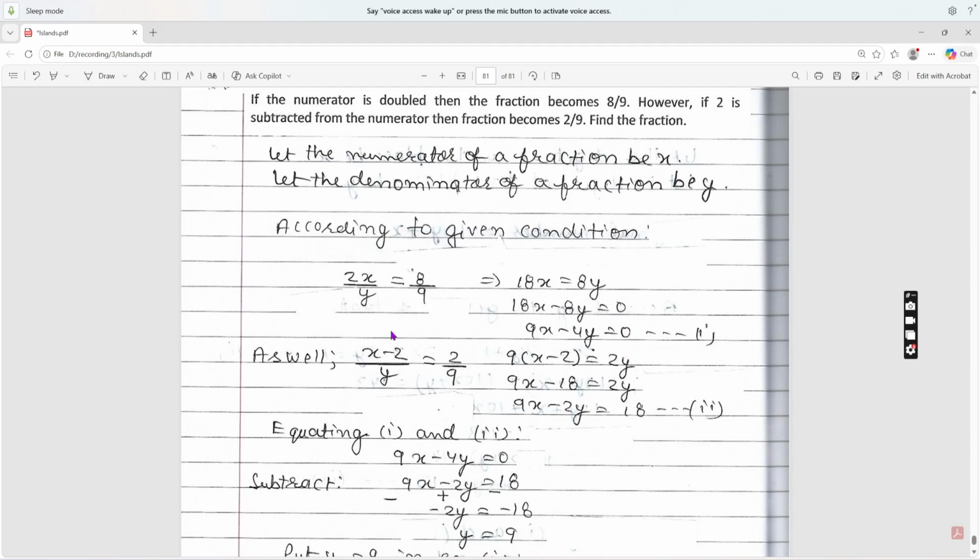Okay, next condition is that if 2 is subtracted from the numerator, that is x minus 2, then the fraction becomes 2 by 9. Again, the question is silent about the denominator, so the denominator is going to be the same, which is equal to y, and that is equal to 2 upon 9. Now we cross multiply. x minus 2 into 9, that is 9x minus 18, is equal to y into 2, which is 2y. So here we can write 9x minus 2y is equal to plus 18. It is equation 2.